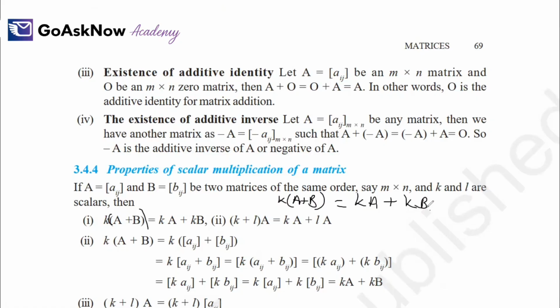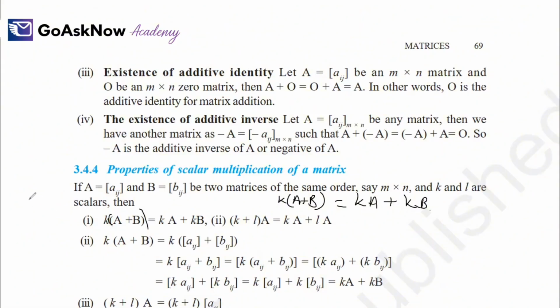And the second property is what? (K plus L) into A is equal to KA plus LA. This is also obvious, because if you have two scalars K plus L multiplied with capital A in the bracket, the bracket will open, and both the scalars will be multiplied to A individually.